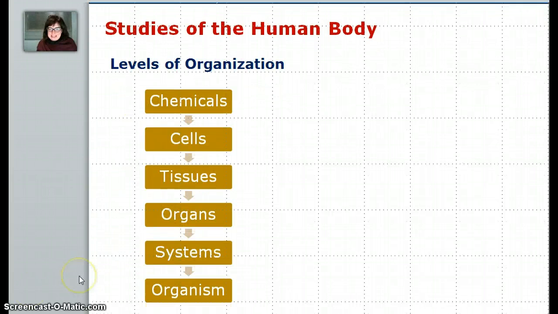When you look at the body itself, it starts from chemicals. Chemicals are an arrangement of molecules, and then these chemicals come together and they form cells. A group of cells working together will result in a tissue. A group of tissues working together result in an organ, and groups of organs working together result in a system, and groups of systems result in an organism.